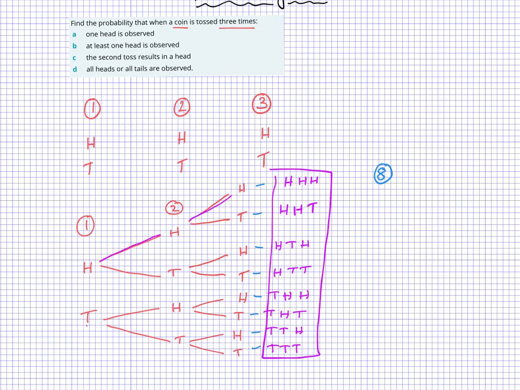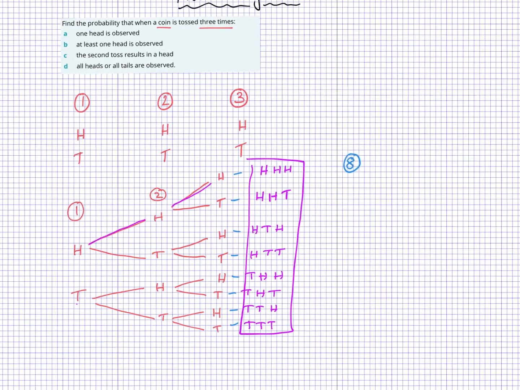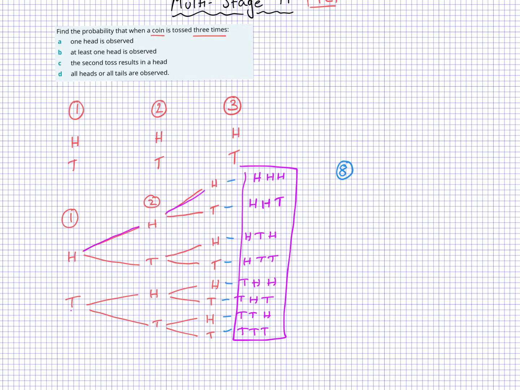There are 8 possible results, and you can see what the results are, and you can also see that order does matter. So 2 heads and a tail is different from this one here, which goes tail then 2 heads. But depending on how we phrase what we're looking for, we could count both of those together because they both have 2 heads.